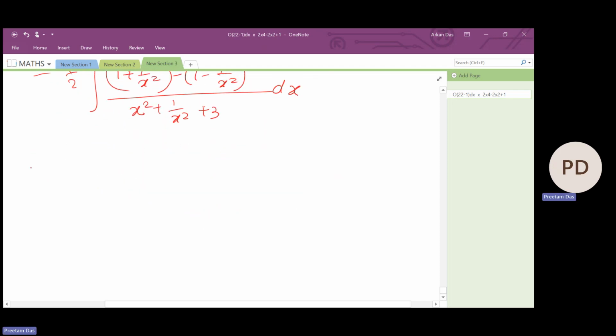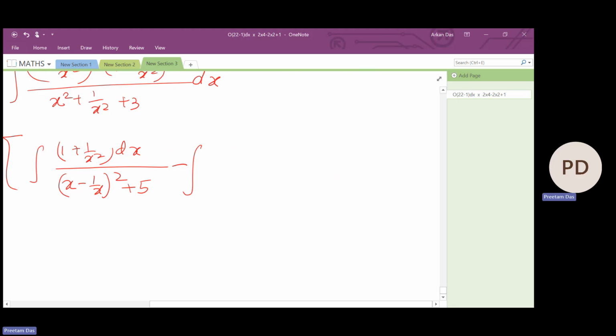Now again, I'll break it into two parts. So half, one of the integrals will become (1 plus 1 by x square) dx divided by (x square plus 1 by x square). In this case, I write (x minus 1 by x) whole square plus 5, since (a minus b) whole square is a square plus b square minus 2ab, and 2 and 3 added become 5. Minus the integration of (1 minus 1 by x square). Now, since I have a minus in the numerator, how will I write the denominator? Here I will write (x plus 1 by x) whole square. Okay, this becomes plus 1.